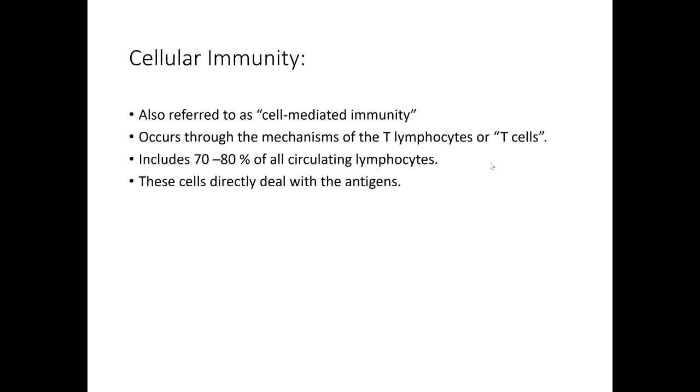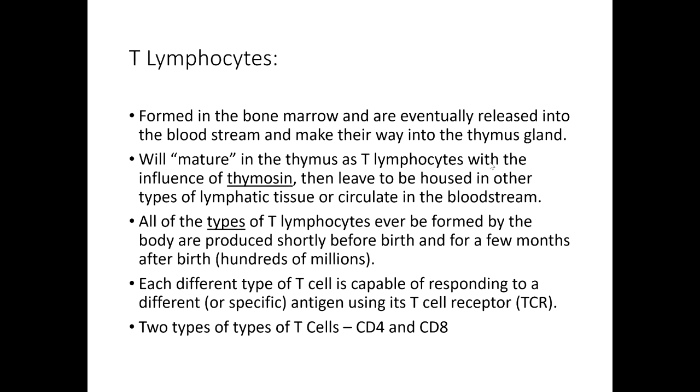And again, it's going to be associated specifically with the type of antigen. And so our T cells are going to be numerous, and they are going to be about 70-80% of those lymphocytes that are circulating in the blood. So let's talk a little bit about T cells. Again, we mentioned that they were formed in the bone marrow, but then they go to the thymus, and that is then where they mature.